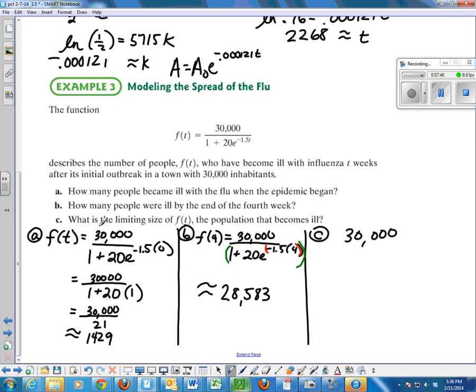And then in part C, what is the limiting size of the function that becomes ill? Well, here it says the town has 30,000 inhabitants, so more than that cannot get sick. So this is the maximum number of people that can get the flu. The limiting size is 30,000.